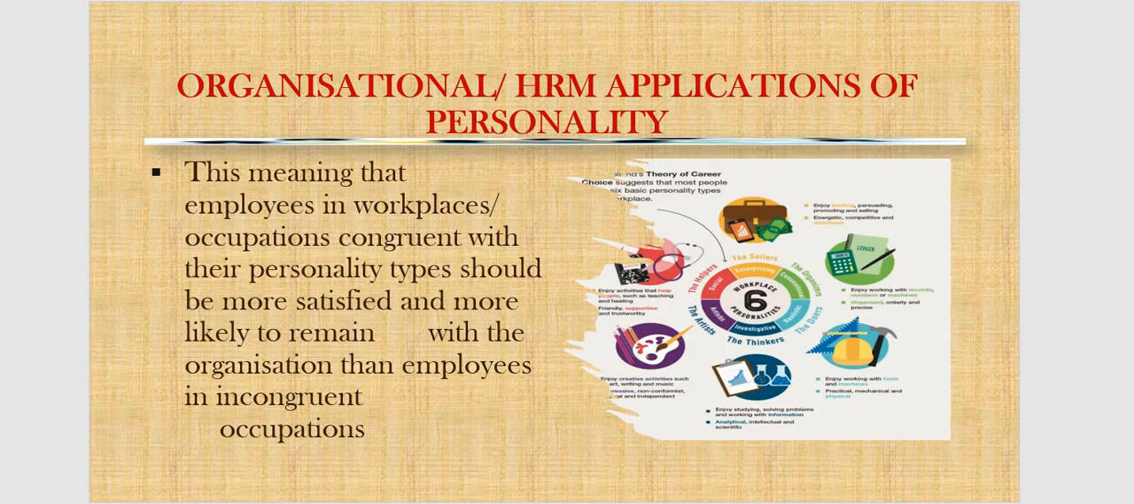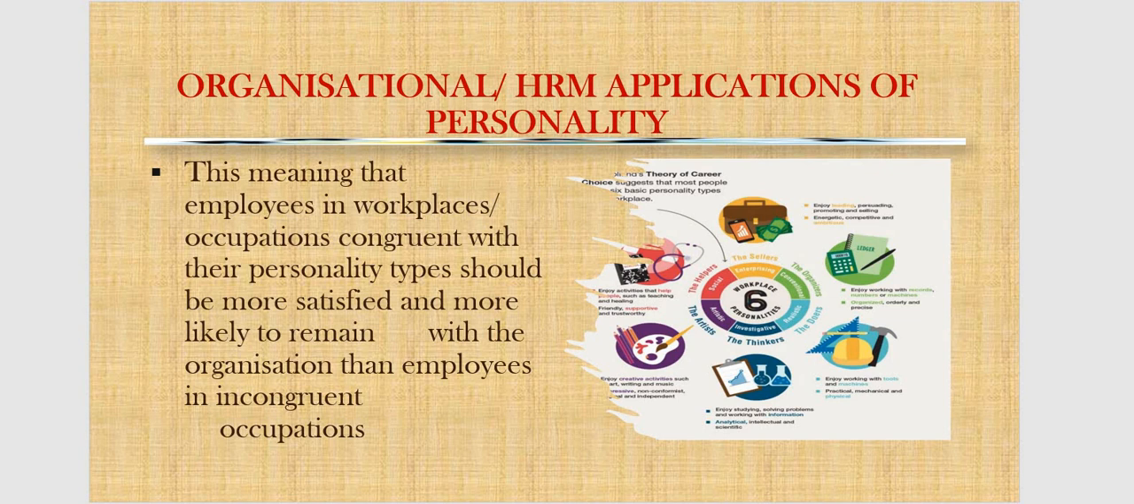So this means that employees in workplaces or occupations congruent with their what? Personality types should be more satisfied, more likely to remain with the organization than employees in incongruent occupations. Let's say you studied science, do you get it, and you want to be a doctor. So if you find yourself in any health organization, you must be able to what?